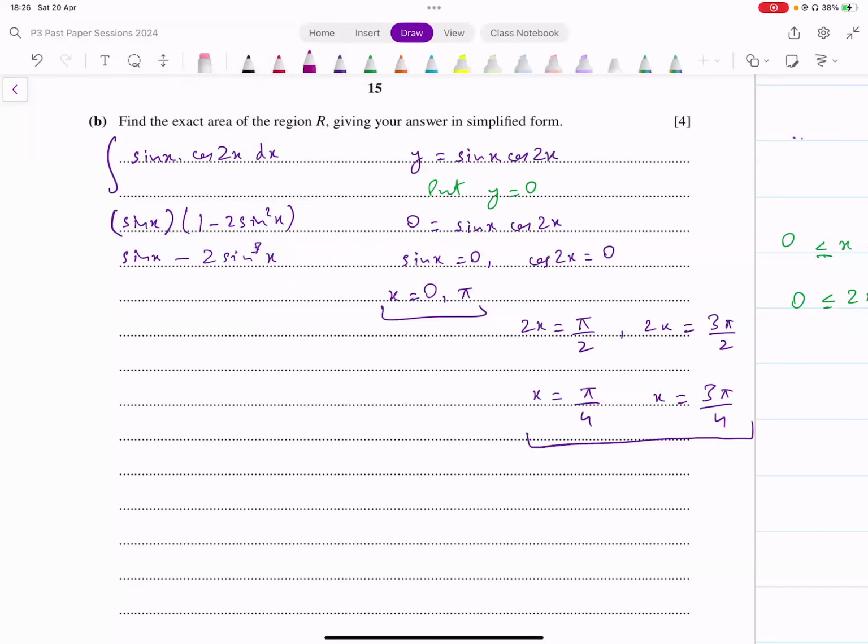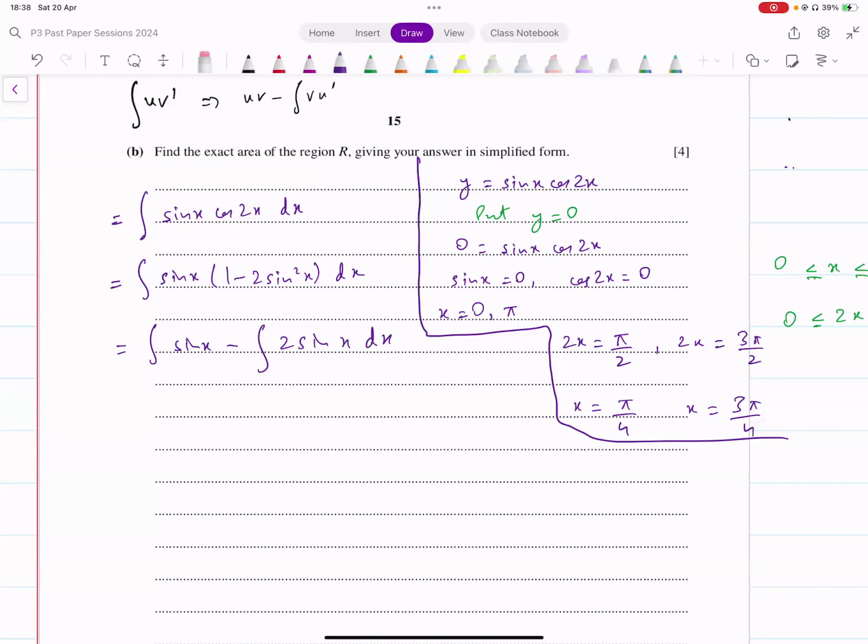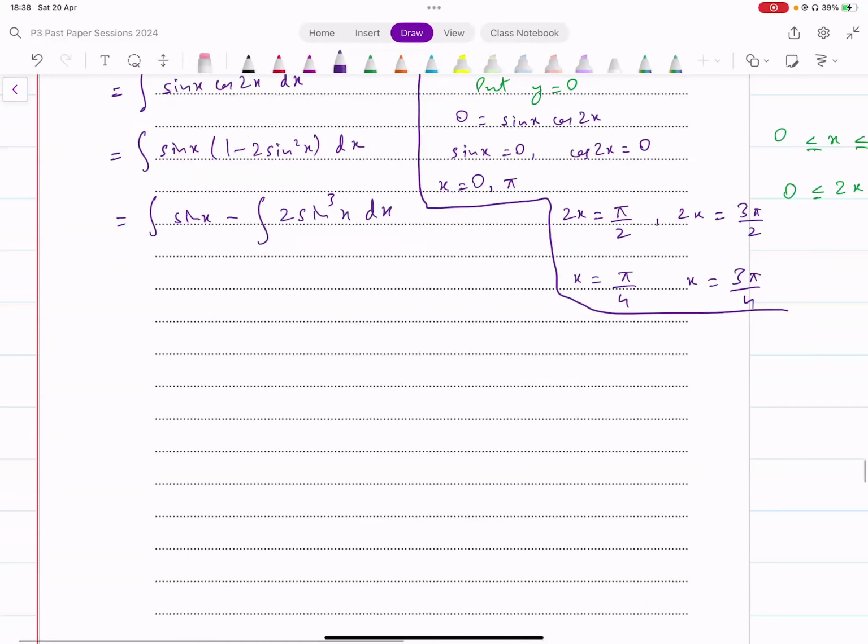Sine x will be integrated directly. For this, you could use a substitution u equals cos x, because you study how to integrate odd powers of sine separately in your course. I hope you've done that particular substitution. You should remember that because you covered that in the course as well. This is what we get, sine x minus 2 sine cube x with respect to x. And now what's the integration of sine? Integration of sine is minus cos.